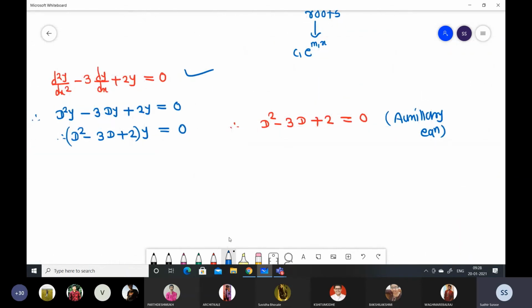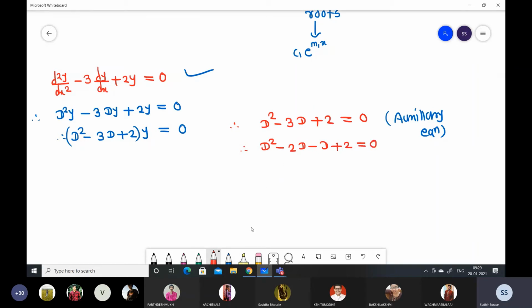Now how do we get the values of D? Any idea? You have a number of choices: you can do factorization, use the quadratic formula, or use a calculator. So how to get the roots? Factorization, right? Here the D square term stays as it is, we want the product to be 2, and the addition has to be minus 3. So D square, then I can write minus 2D minus D, just splitting minus 3D as minus 2D minus D, and plus 2 as it is, equals 0.